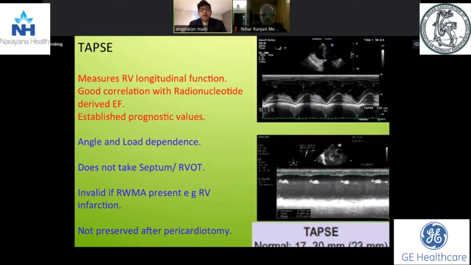Coming to the tricuspid annular plane systolic excursion, TAPSE, it measures the RV longitudinal function, with good correlation with radionuclide-derived ejection fraction. It has established prognostic value, but the problems are it is angle and load dependent, does not take the septum or RVOT contribution into account, is invalid if RWMA is present, like in RV infarction, is not preserved after pericardiotomy, and needs caution in pediatric patients with volume load and single ventricle. So TAPSE anything less than 16 will be abnormal.